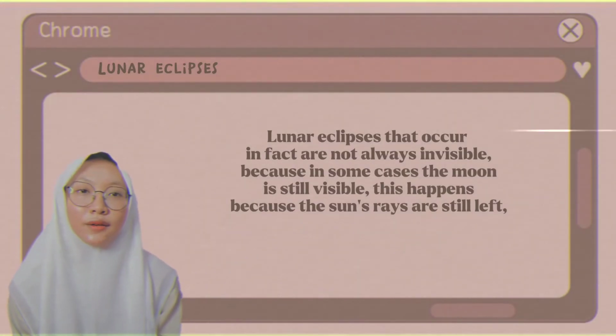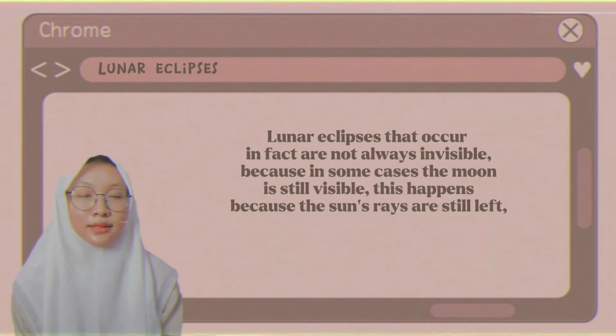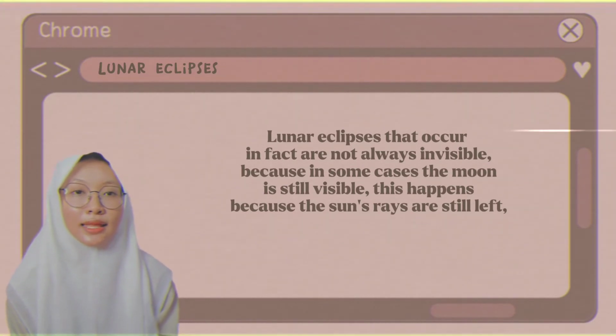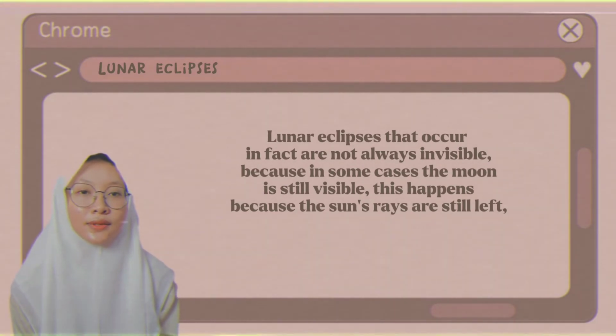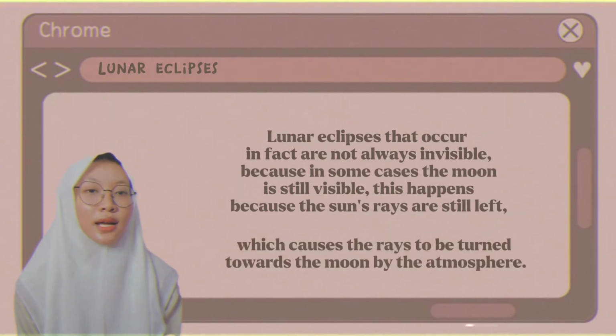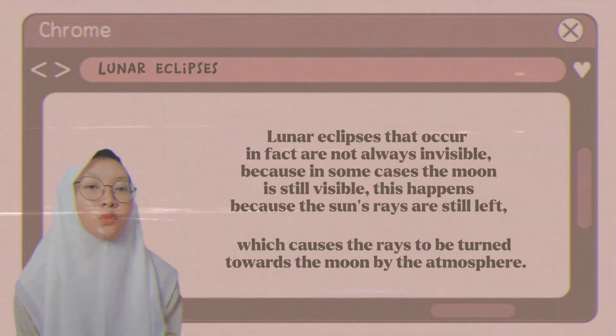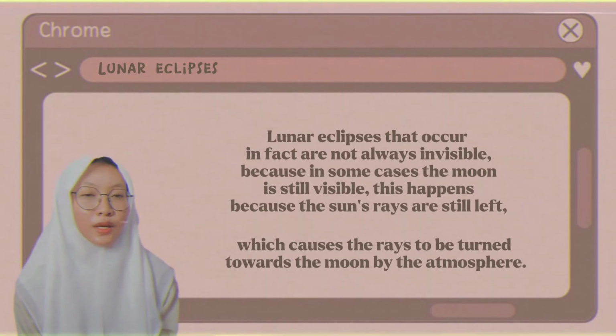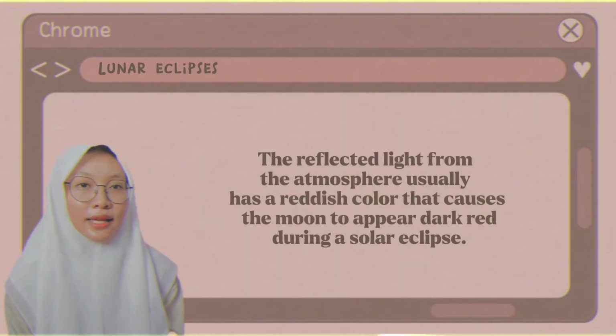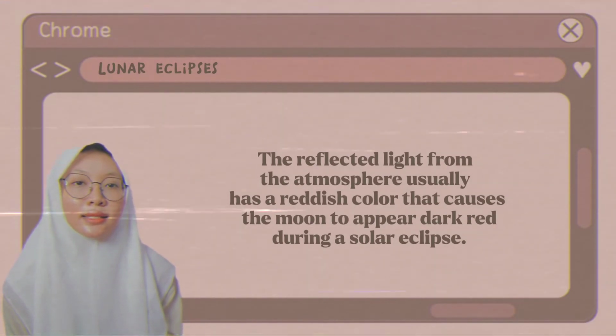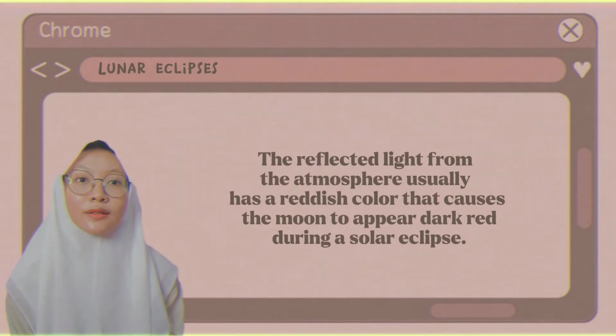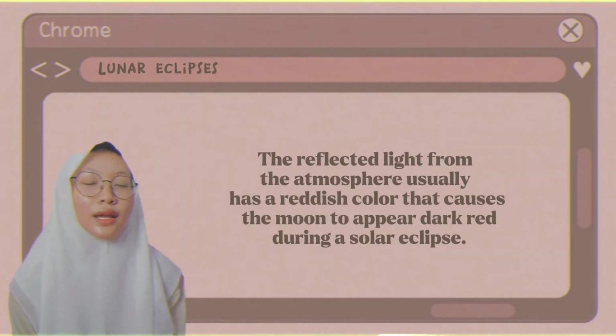Lunar eclipses that occur in fact are not always invisible, because in some cases the moon is still visible. This happens because the sun's rays are still lit, which causes the rays to be turned toward the moon by the atmosphere. The reflected light from the atmosphere usually has a reddish color that causes the moon to appear dark red during a lunar eclipse.